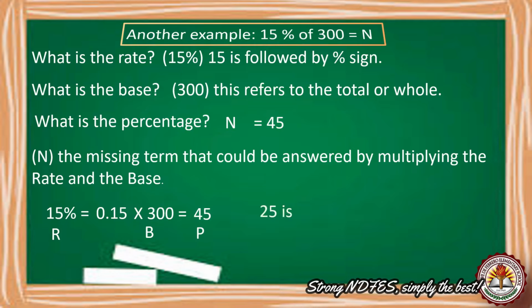Okay, last example. 25 is n of 90. So let us find out what is the missing element. Let us start first with 90. It is followed by the word of, and that is the total. So that is the base. Next, 25. 25 is the percentage. So our missing element is the percent sign, and the percent sign is the rate.